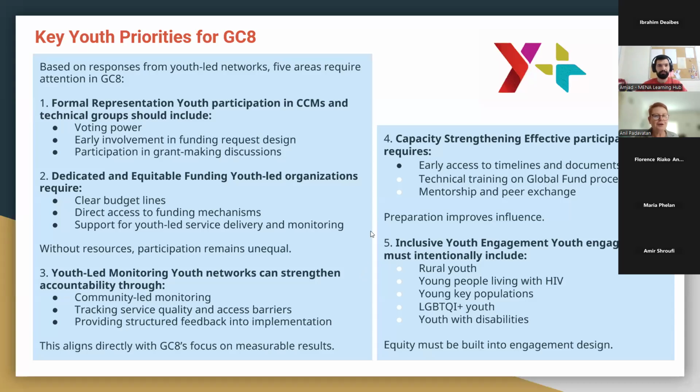Key priorities for youth. These priorities include formal representation of youth and participation in CCMs, dedicated and equitable funding for youth-led organizations, an increased focus on youth-led monitoring, capacity strengthening for effective participation, and youth engagement that includes intersectional realities and is inclusive of rural youth, young people living with HIV, young key populations, LGBTQI youth, and youth with disabilities.